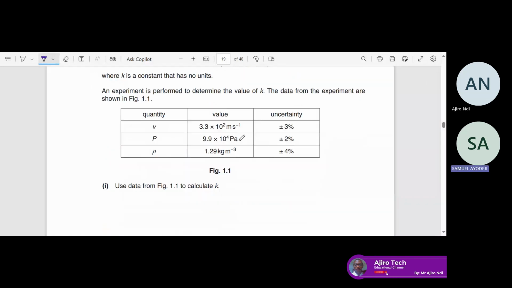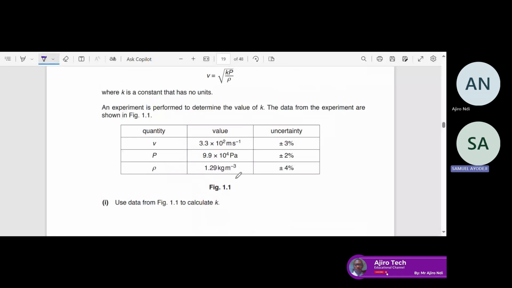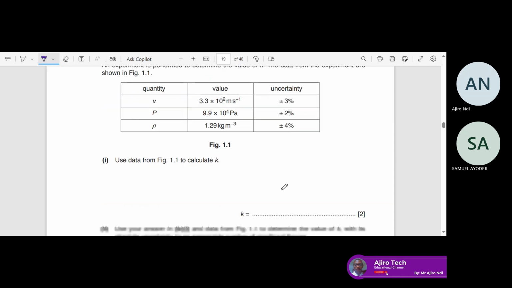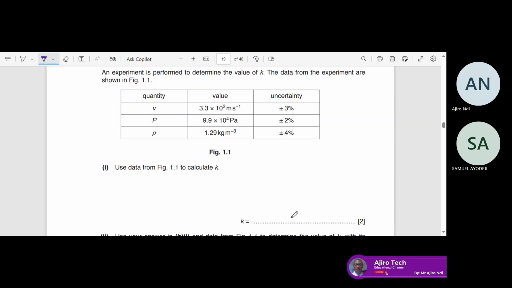So here now, I want to test you. Use this data to calculate the value of K. Calculate the value of K for me, from here. Okay, I'll be waiting. 8.3 times 10 to the, okay, 8.4. Let me just round up. 8.4 times 10 to the power 9.